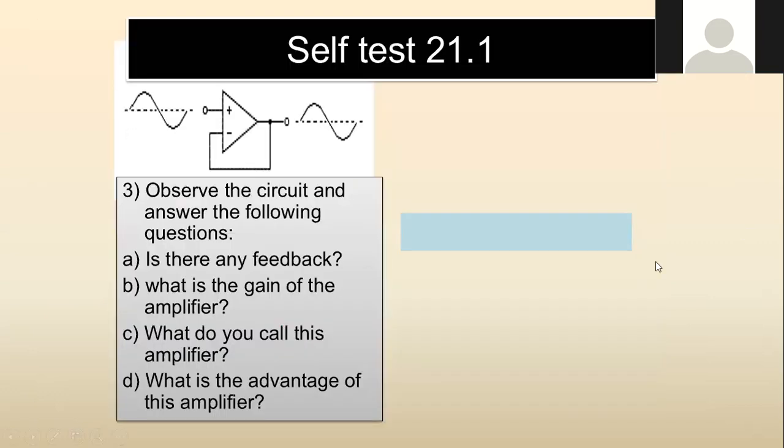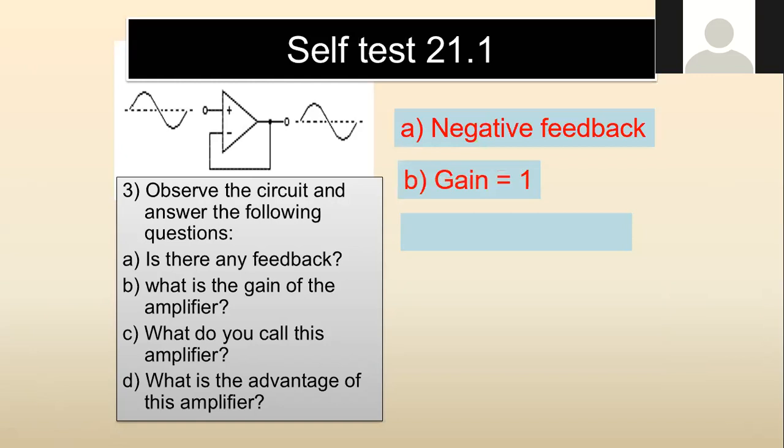Okay, observe the circuit and answer the following question. Is there any feedback? Yes, there's a negative feedback, 100%. What's the gain of the amplifier? 1. What do you call this amplifier? Voltage follower. What's the advantage of this amplifier?